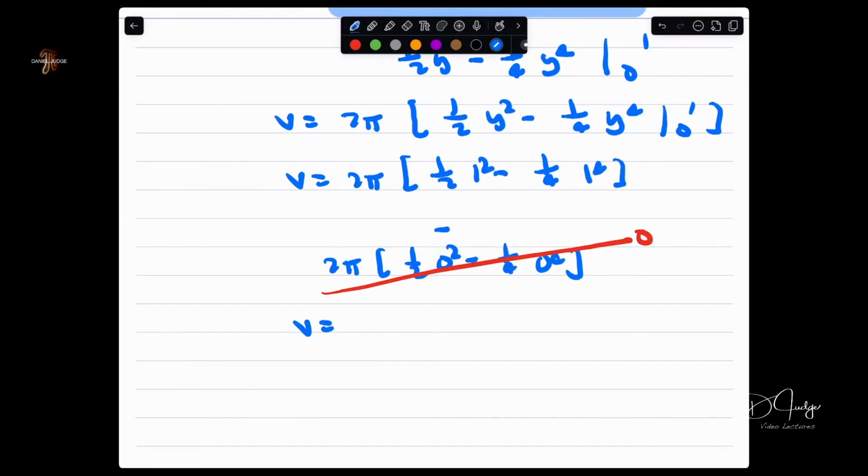Okay, let's do some arithmetic. 2 pi. Now this will be, looks like it's 1/2 minus 1/4. So let's do some subtracting of some fractions here. Use your shortcut method.